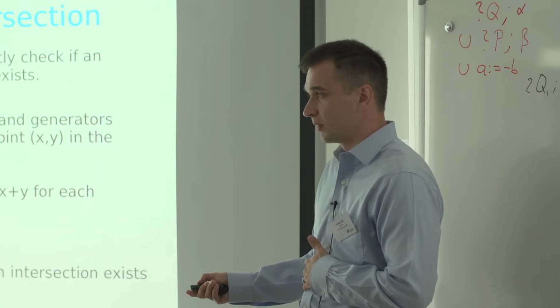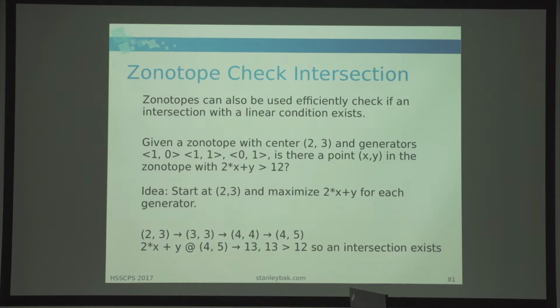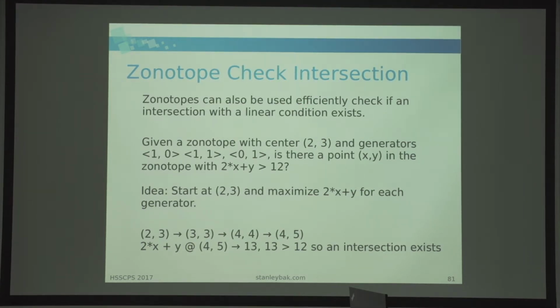What about checking for intersections? With zonotopes, you can also check intersections against linear constraints. The way to see that is easier with an example. Imagine you were given a zonotope with this center and 3 generators, and you wanted to know if there's any point in the set where this condition is violated. The idea is you would start at the center, and then for each generator, you maximize this linear constraint, and then see if the number comes from this constraint.